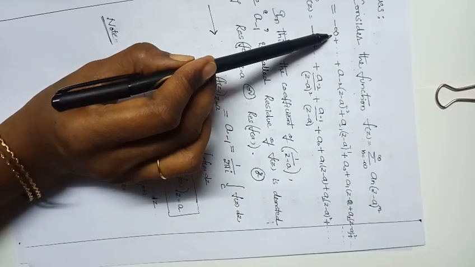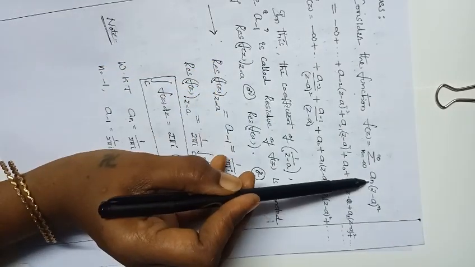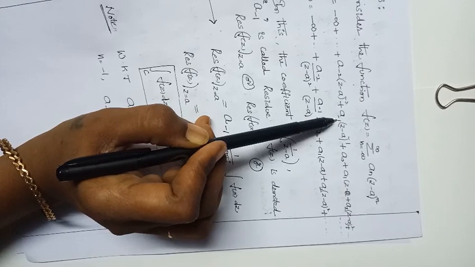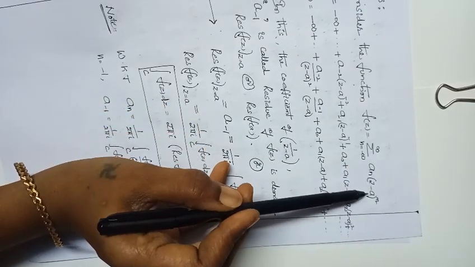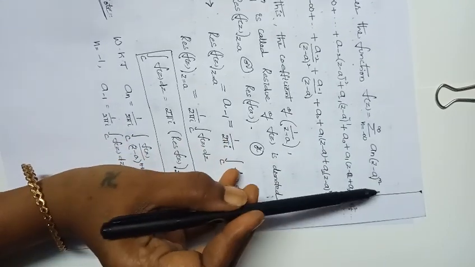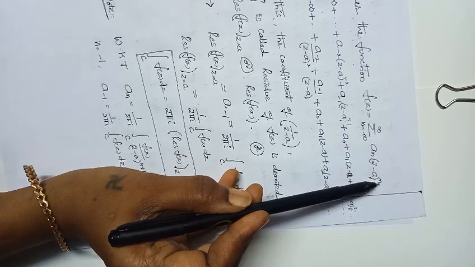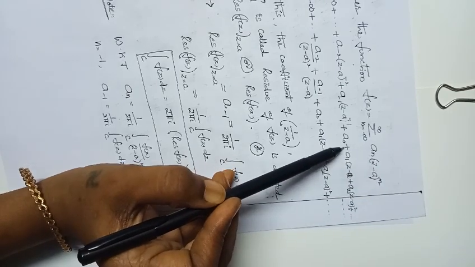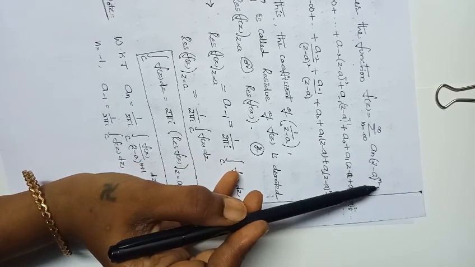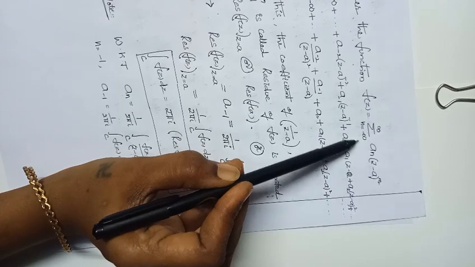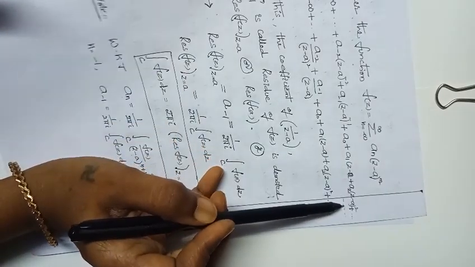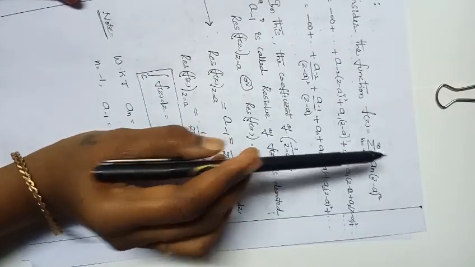First n equal to minus infinity and so on, n equal to minus 2, a minus 2, z minus a whole power minus 2, and then n equal to minus 1, a minus 1, z minus a whole power minus 1. For n equal to 0, a naught, z minus a whole power 0 is 1, so there is only a naught. Then n equal to 1, a 1, z minus a whole power 1, n equal to 2, a 2, z minus a whole square plus and so on. This is the infinite series from minus infinity to infinity.